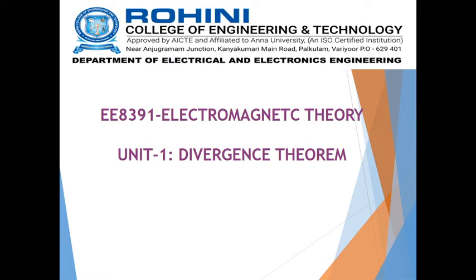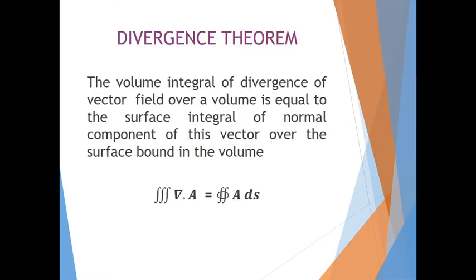Today, I'm going to discuss the divergence theorem from the electromagnetic theory subject. First, the divergence theorem states that the volume integral of the divergence of a vector field over a volume is equal to the surface integral of the normal component of this vector over the surface bounding the volume.